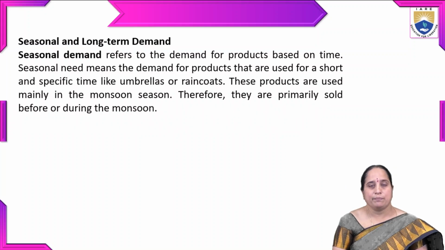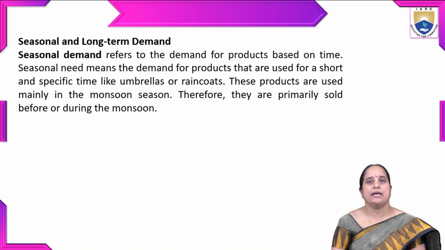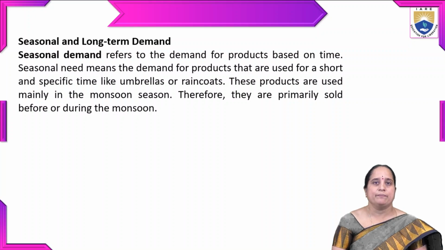Then the next type of demand is known as seasonal and long-term demand. Seasonal demand refers to the demand for products based on time. It depends on the seasonal needs of the people. For example, products that are used for a short and specific time, like umbrellas or raincoats, are used mainly in the monsoon season. Therefore, they are primarily sold before or during the monsoon.